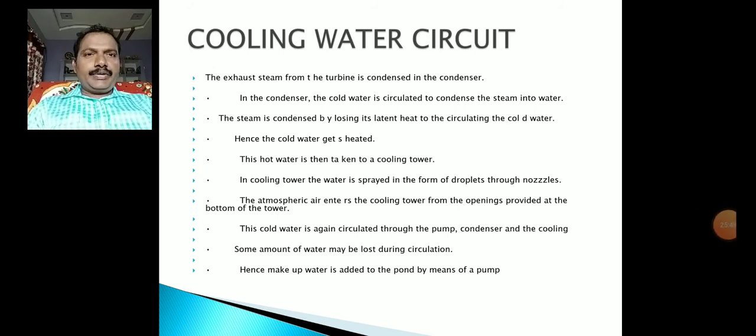The fourth circuit is the cooling water circuit. The exhaust steam from the turbine is condensed in the condenser. In the condenser, cold water is circulated to condense the steam into water. That is the purpose of the cooling water. So the condenser utilizes the cool water to convert the steam into water. The steam is condensed by losing its latent heat to the circulating cold water.